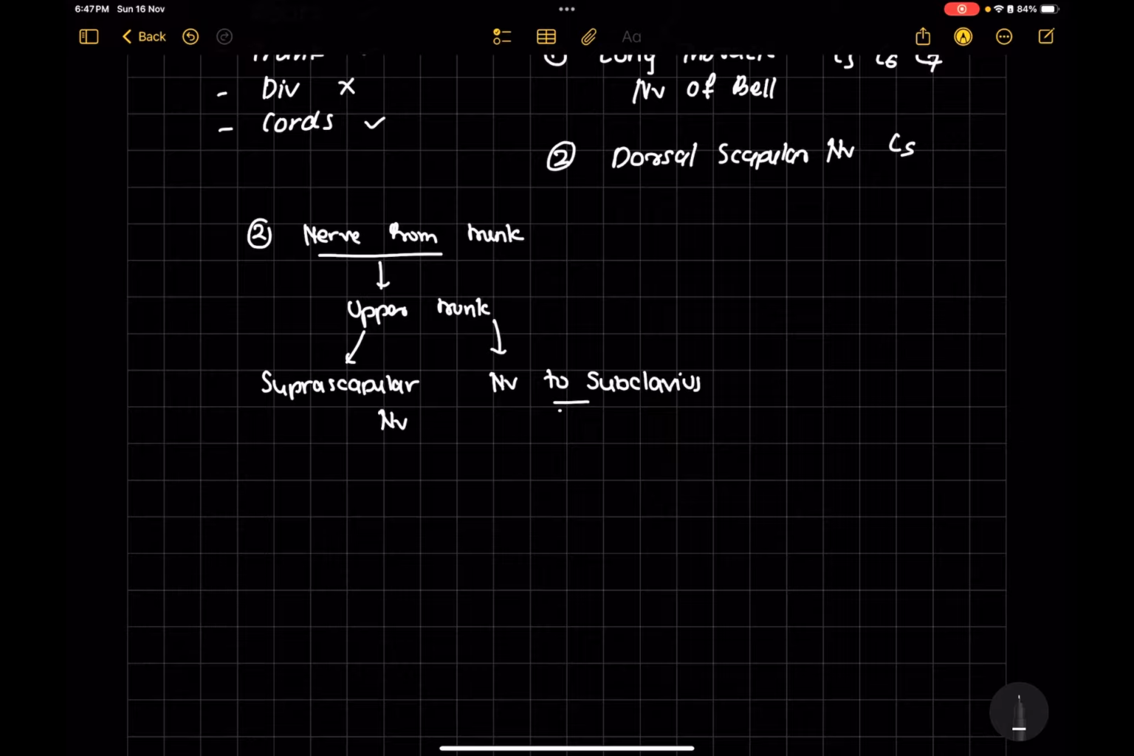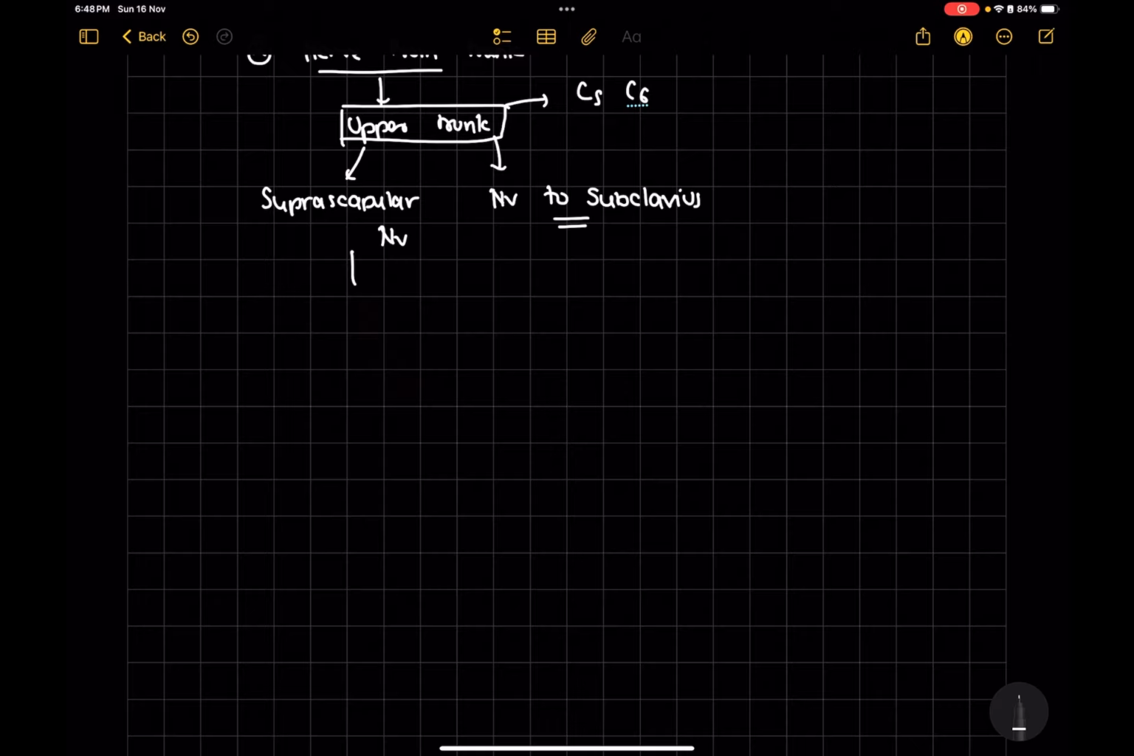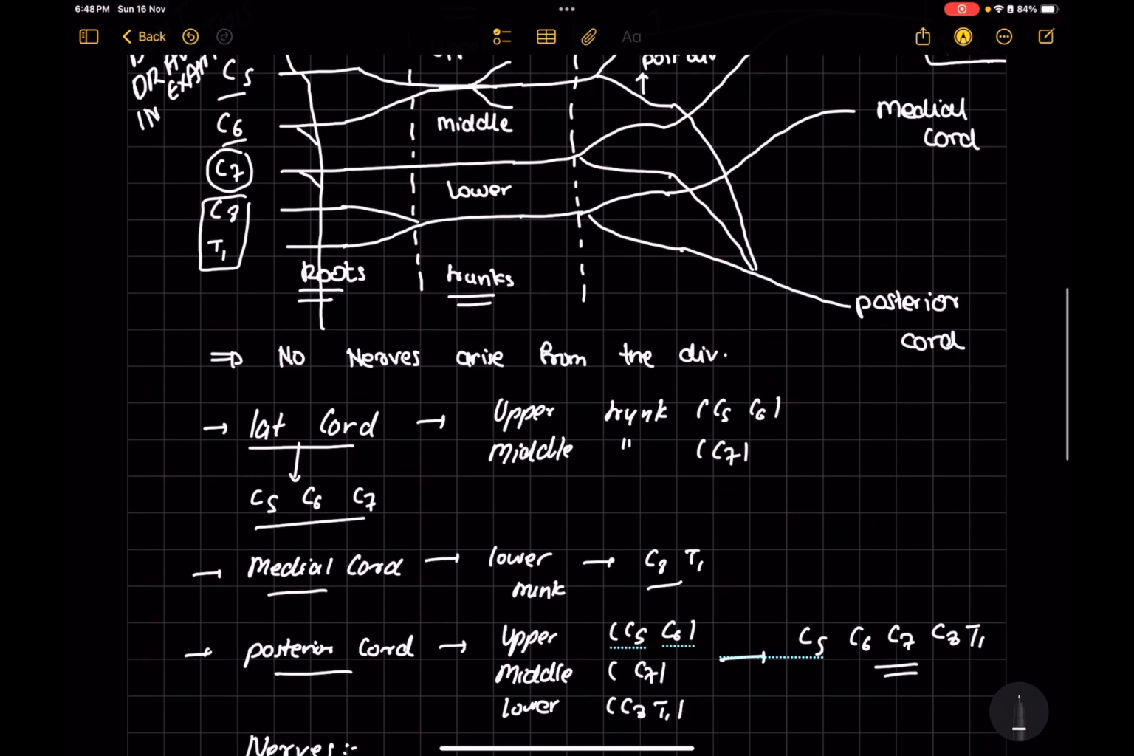Now one might ask, what is the root value? From where does it arise? It arises from the upper trunk. Then what is the root value of the upper trunk? It is C5, C6. Then what would be the root value of these two nerves? You guessed it correctly. Yes, it is going to be C5, C6, again C5, C6. So these are the nerves.